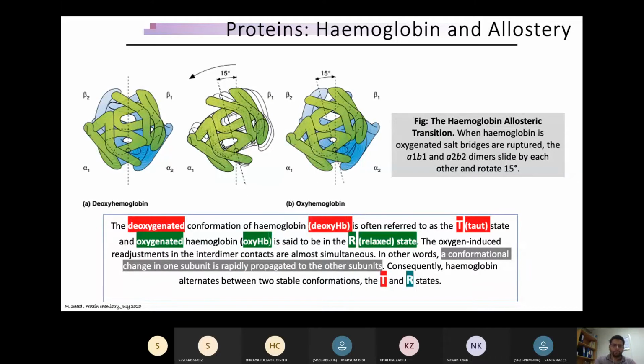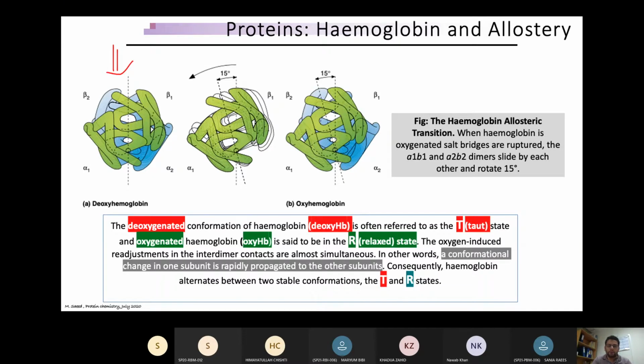अगर आप इसको देखें तो these are 2 alpha subunits जो कि आपको नीचे नजर आ रहे हैं और 2 beta subunits ऊपर नजर आ रहे हैं. What happens when oxygen binds, and when it doesn't bind, they could slide over each other at a 15 degree angle. So roughly a 15 degree के एंगल पे. So this is the deoxygenated state. अगर आपको नजर आ रहा है, fully aligned आपको नजर आ रहे हैं.